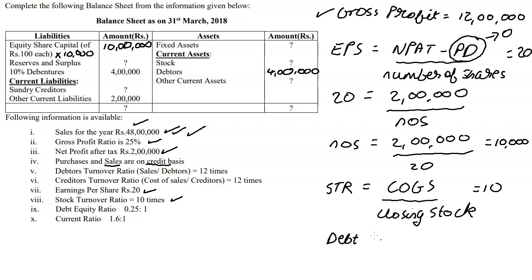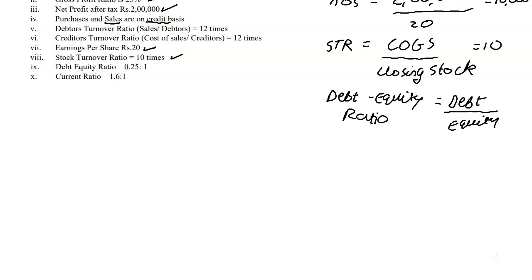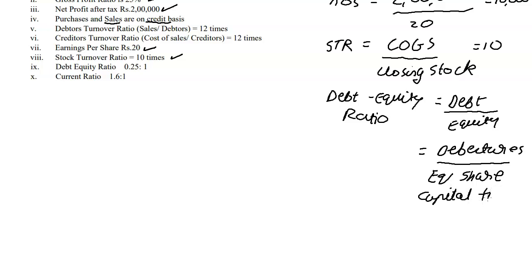Debt equity ratio is 0.25. So debt equity ratio is equal to debt, and in our question that debt is going to be debentures. It is going to be debt upon equity. And keep in mind, to simplify this further, we are talking about debentures upon equity share capital plus reserves.